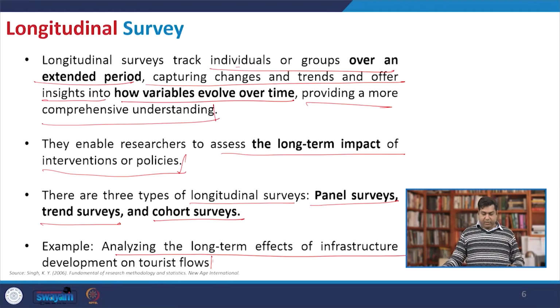Now, for panel survey, trend survey and cohort survey, we will again show you with examples how they can be valuable. Even if you want to understand a sales pattern or something, for that kind of case also you can go for the longitudinal survey.